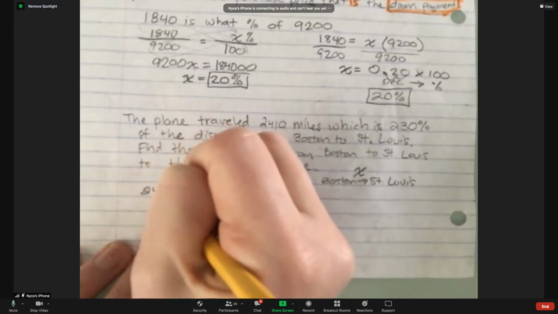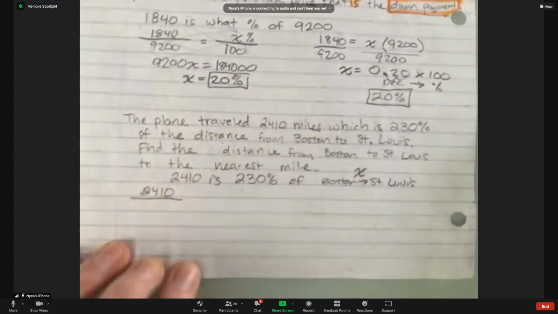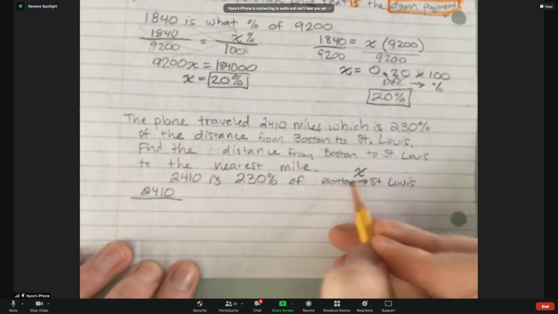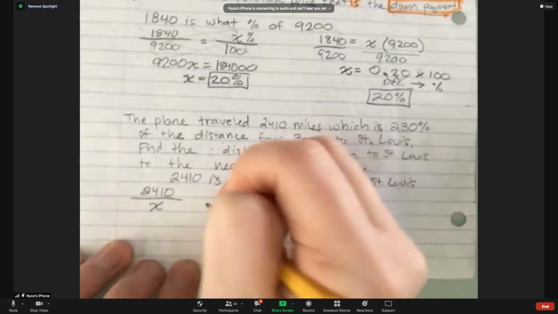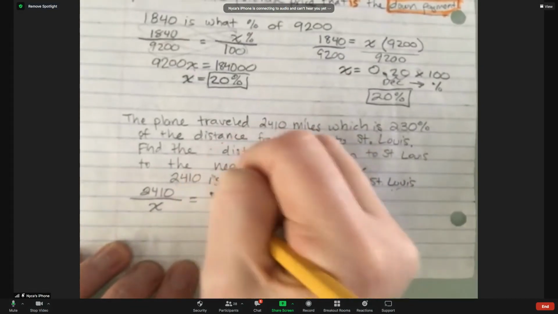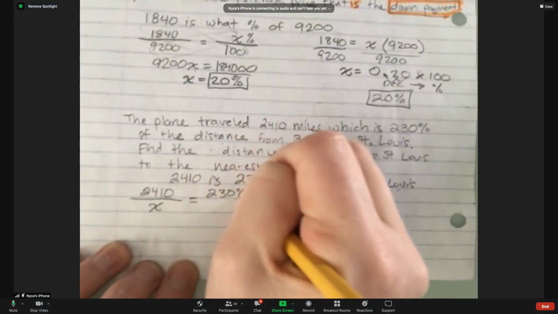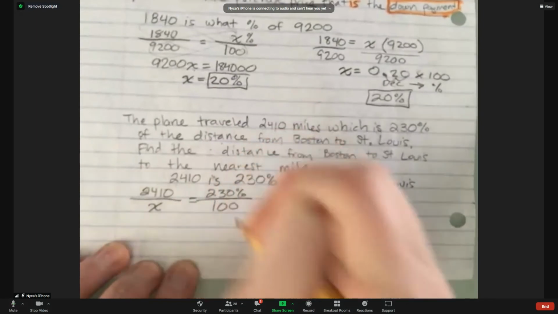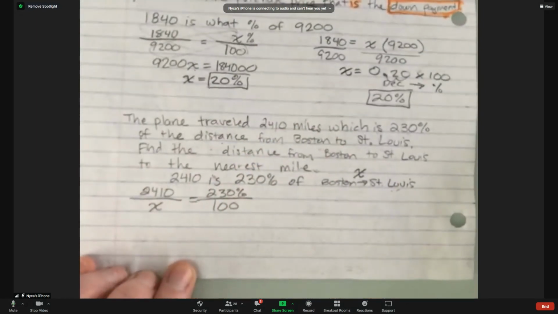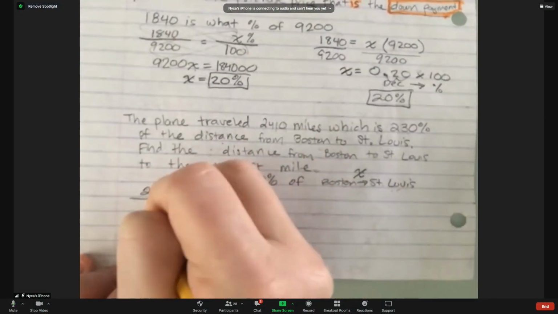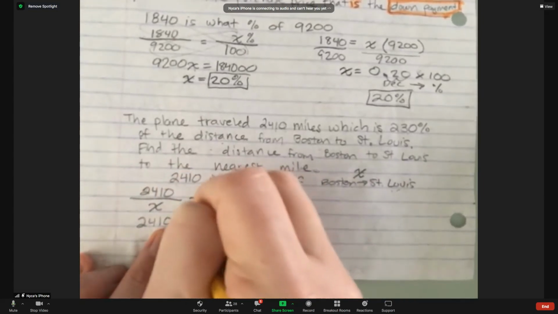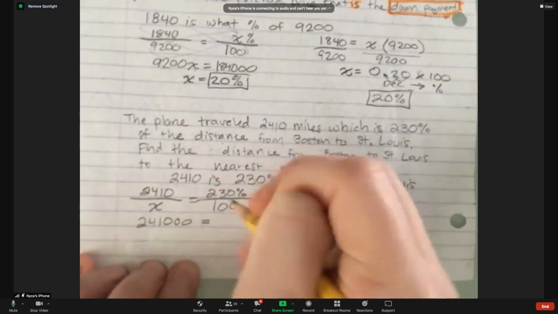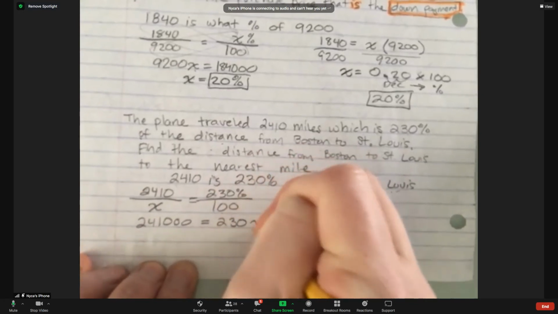So your part is 2,410. Your whole, your Boston to St. Louis, that's what we're missing. We don't know what that is equal to. 230% over, always percent is out of 100. Now do your cross products. So 24100, add the zeros, is equal to 230x.